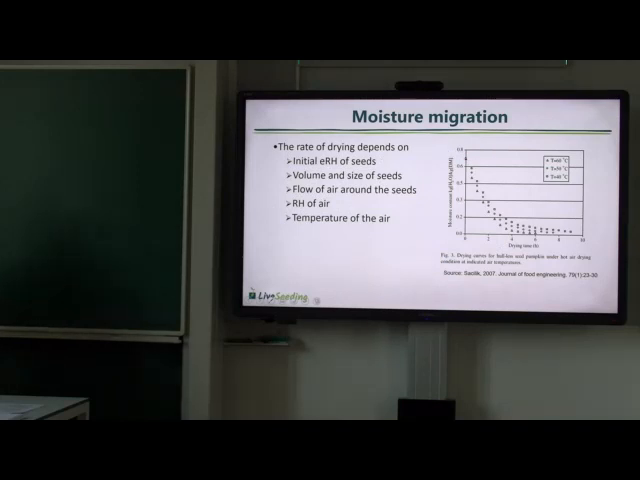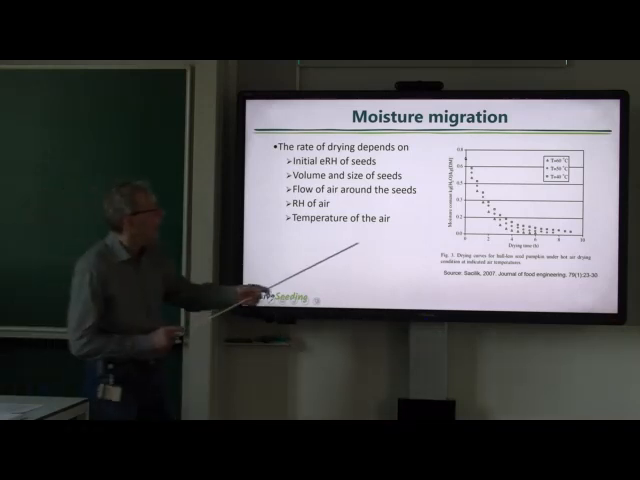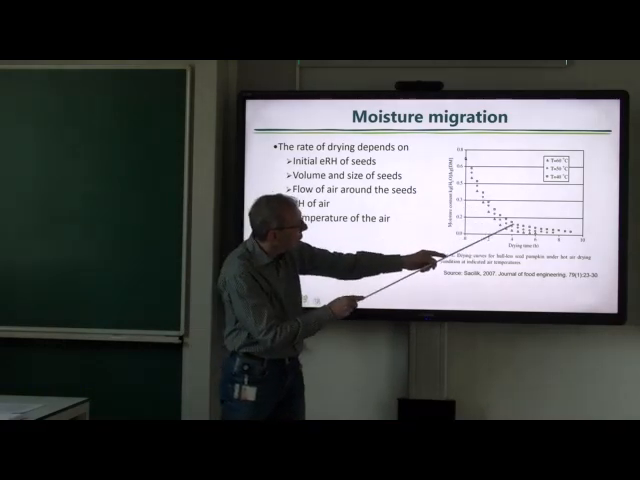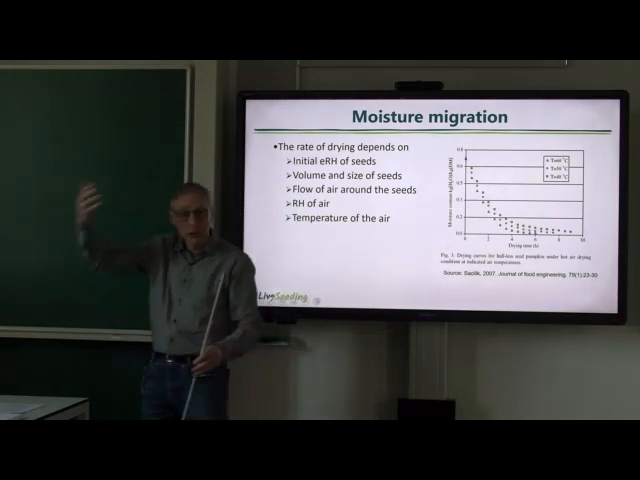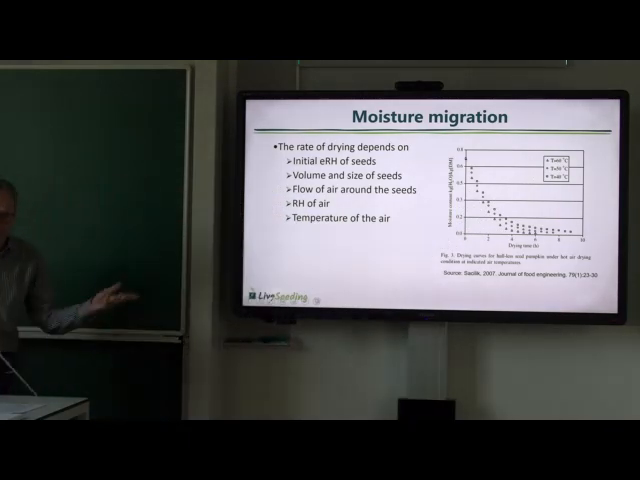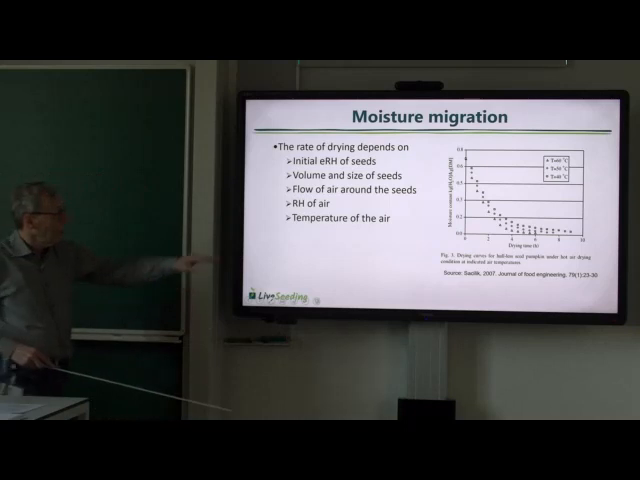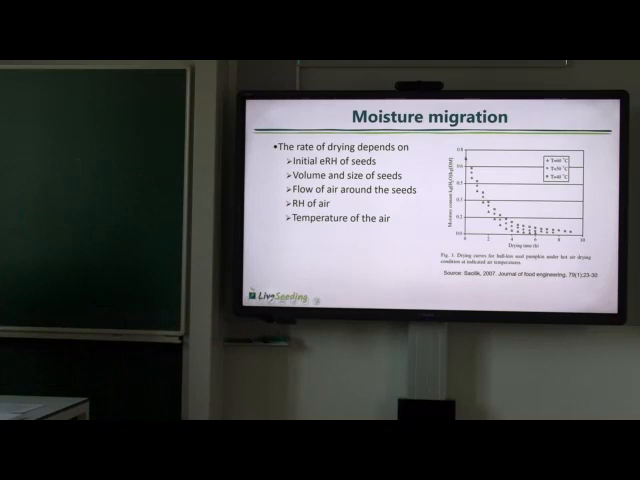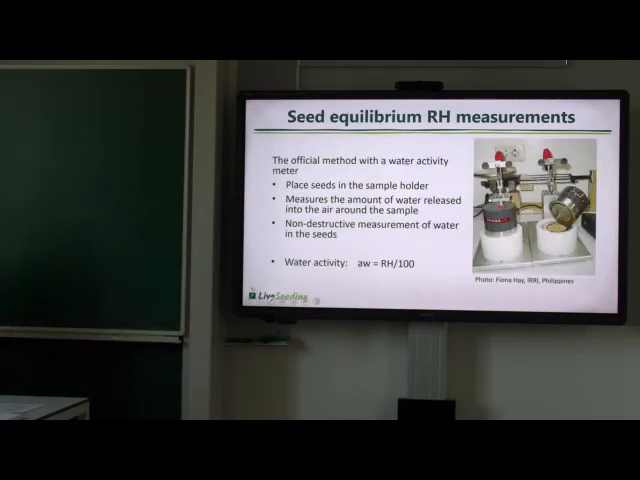So the rate of drying also depends on the temperature, like I said. This is 60 degrees at the bottom, and 40 degrees at the top. That also has to do with migration, just if you do it at the same relative humidity. It goes faster, and the seeds evaporate the water faster at a higher temperature. It's not that you should use such high temperatures, but it is an effect, so take care.